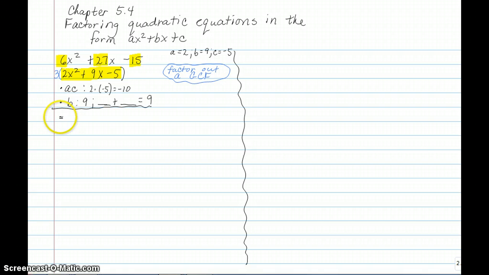Now, we have 3 steps after this. But what you need to understand is that this 3 is going to come along for the ride in these 3 steps. So this 3 is going to come down here, here, and here. You don't want to forget it, so that's why we're bringing it down.